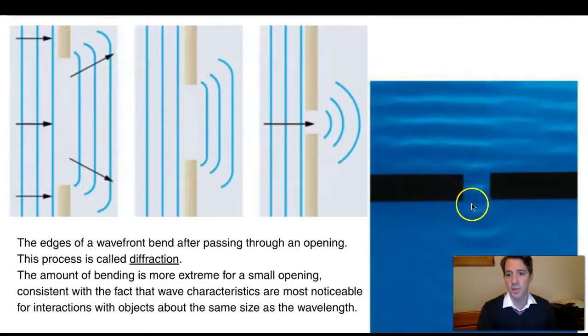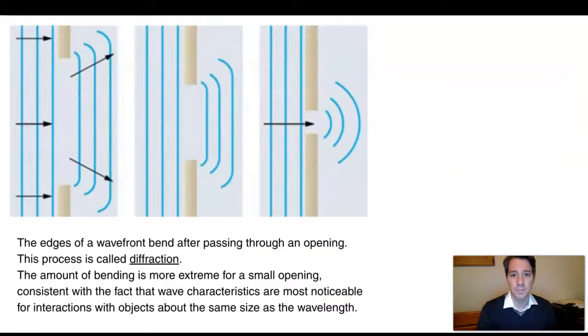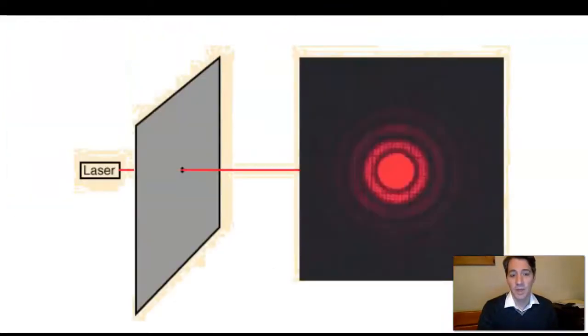Light waves passing through a small opening about the same size as the wavelength. So for visible light, let me back up just a second here. For visible light, we're talking about the slit has to be somewhere between about 400 and about 750 nanometers. So we're talking about a very small opening. If light passes through a hole about that size, you get a pattern like this.